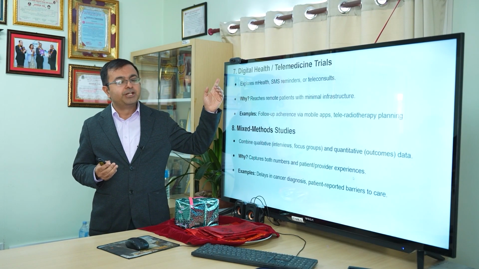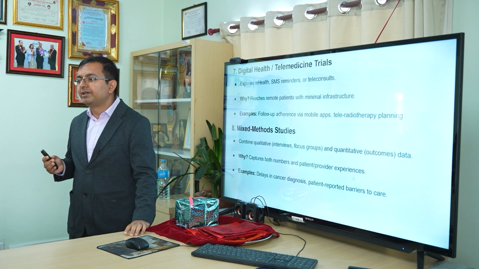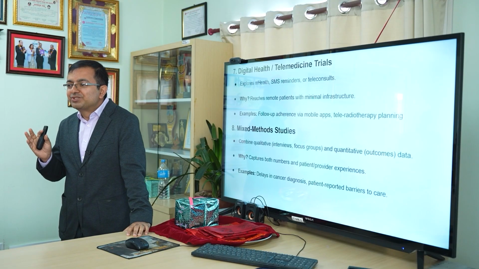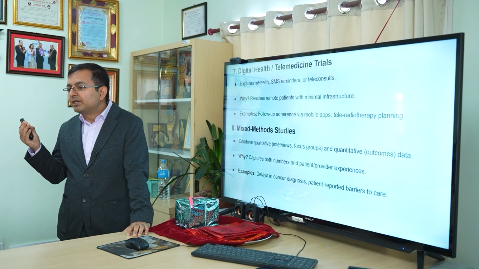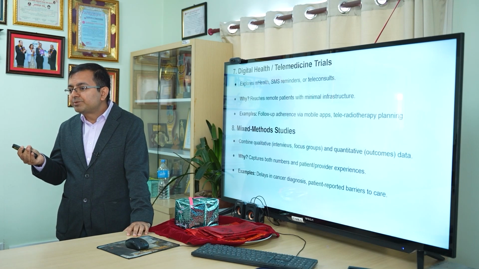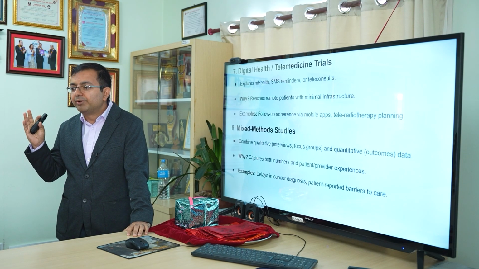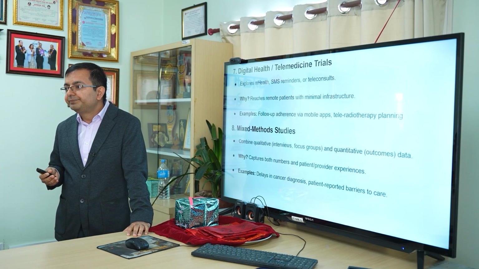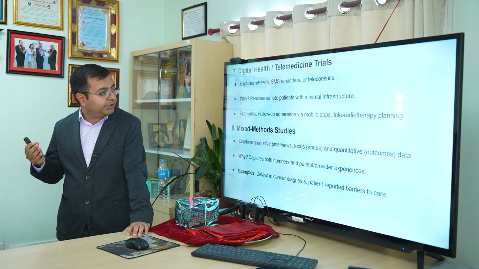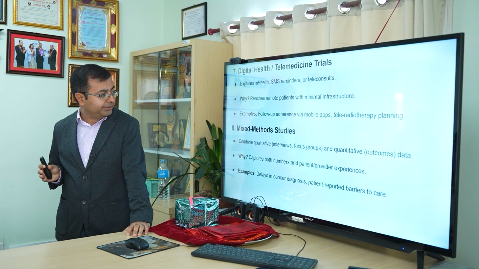Digital health and telemedicine, and the new thing is AI. AI is everywhere. So we can use certain tools like mobile phones and apps. Our mobile penetration is one of the highest in the world. Everyone is carrying two mobiles, if not one. So you can use those tools to capture data, and these are feasible even in low resource settings.